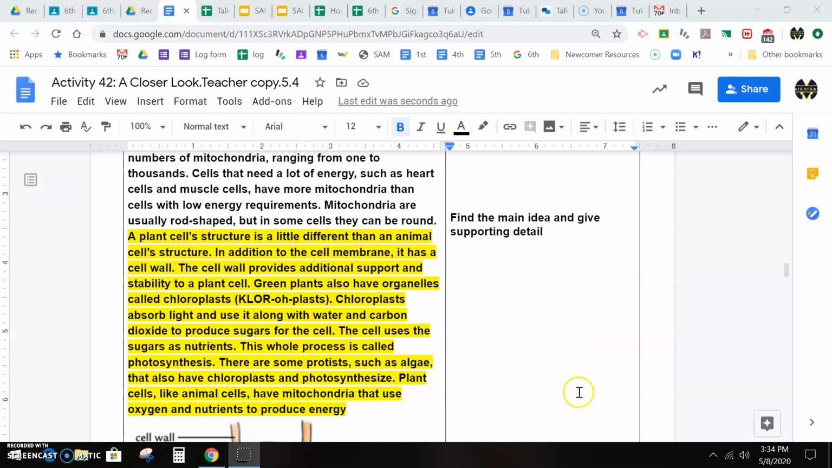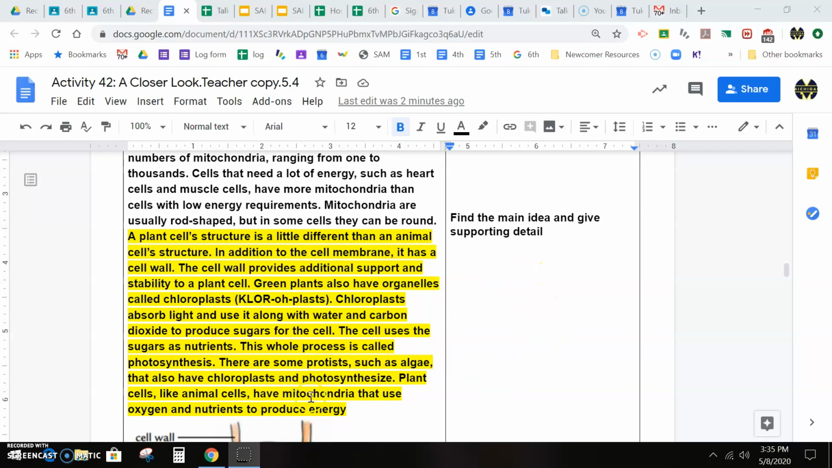Everybody, in this video we're going to read a section together. If you can see on my screen, again we're working on activity 42. We're going to read this yellow highlighted section together, and then I'm going to help you to pick out the important ideas that we are going to take notes on the side here.